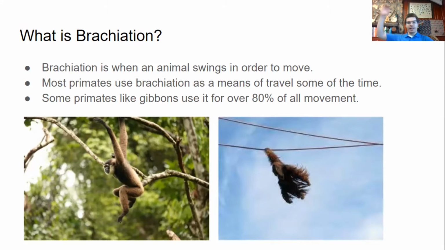So whenever I describe brachiation, what I'm talking about is that motion. You do it on the monkey bars whenever you're younger on playgrounds. You grab, and then you reach forward and you grab, and you reach forward and you grab. And that sort of motion where whenever you let go, you sort of swing like a pendulum forward. That is what I'm describing whenever I'm talking about brachiation here.